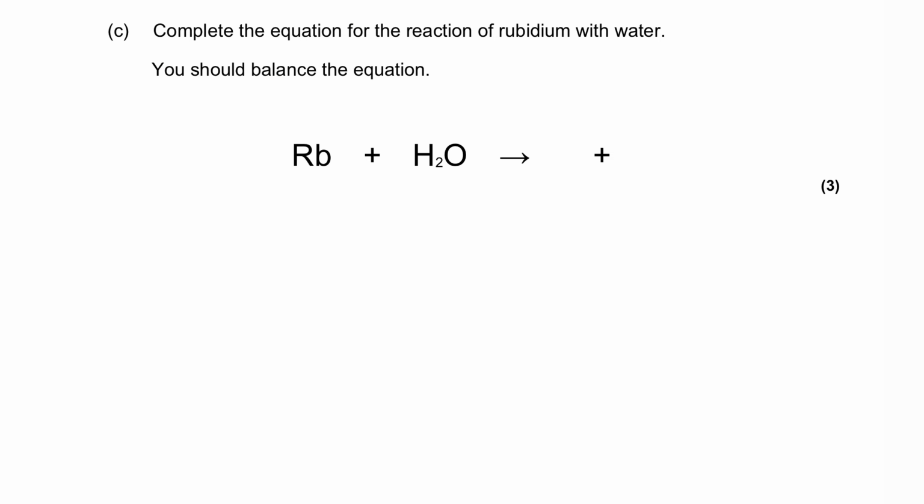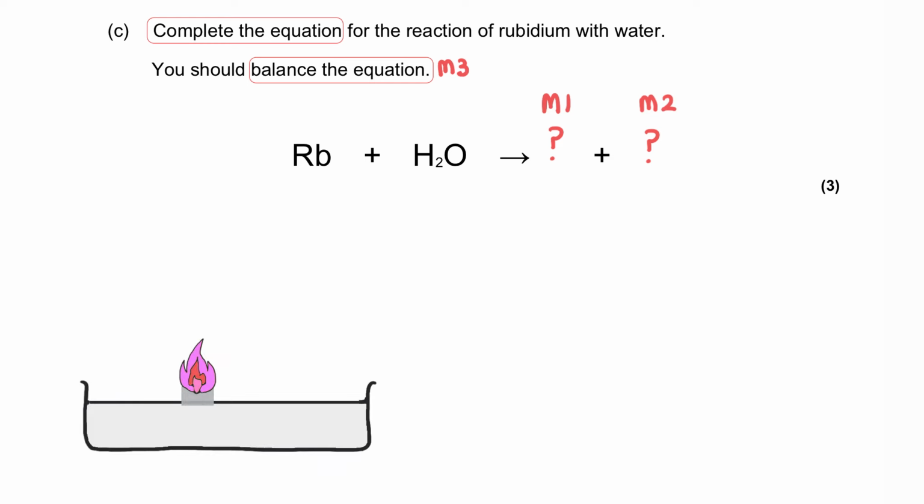Complete the equation for the reaction of rubidium with water. You should balance the equation. And currently we've got Rb, which is a symbol for rubidium, reacting with water, H2O, and we are shown that it is turned into 2 things. We know there must be 2 things because there are 2 spaces with a plus between them. And we've got 3 marks, so the first mark will be for the first chemical, the second mark for the second chemical, and the third mark for the balancing.